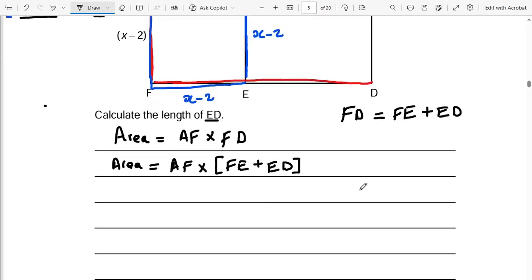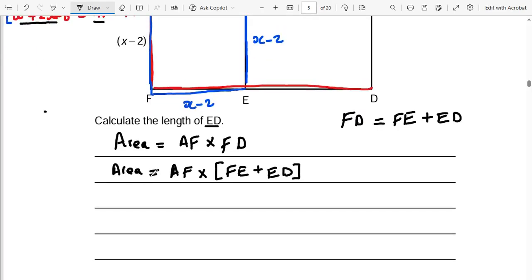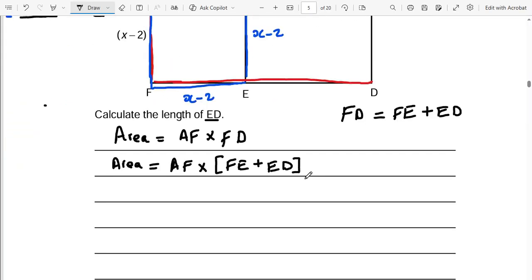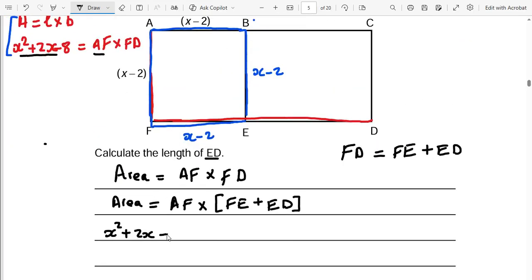So let's quickly try and substitute the area. What is the area? The area was given as x squared plus 2x minus 8. So that's the area, x squared plus 2x, minus 8. Let's equate this to AF. Do we know what AF is? Yes, AF is x minus 2.